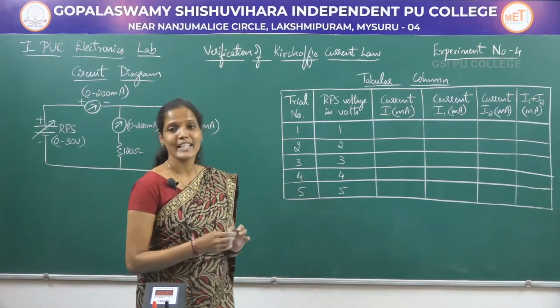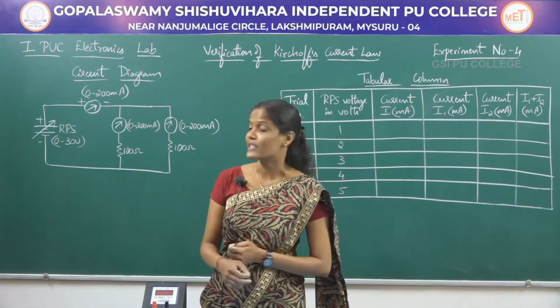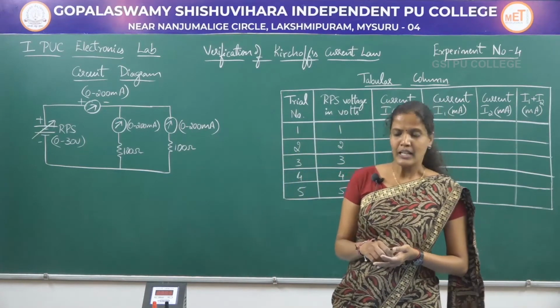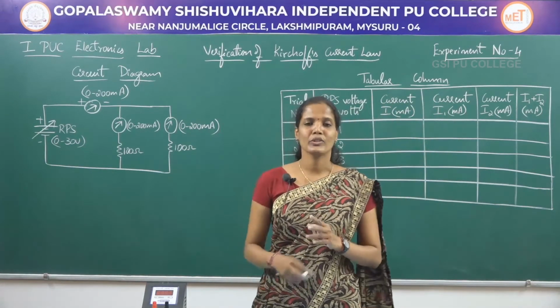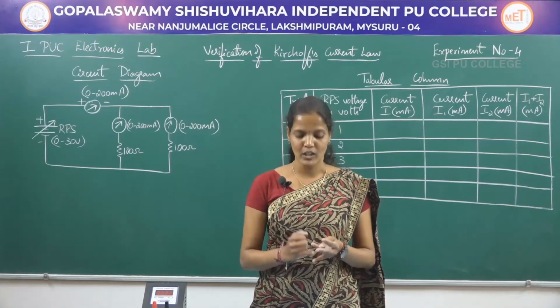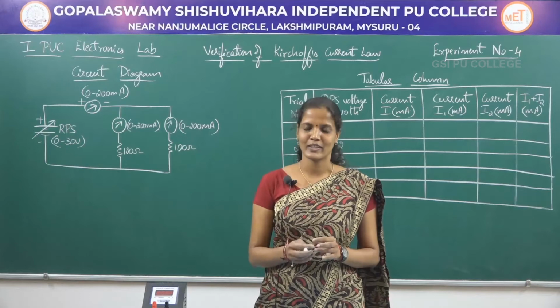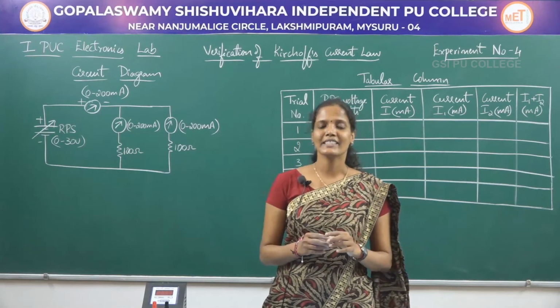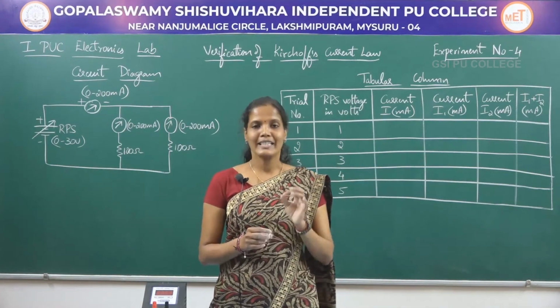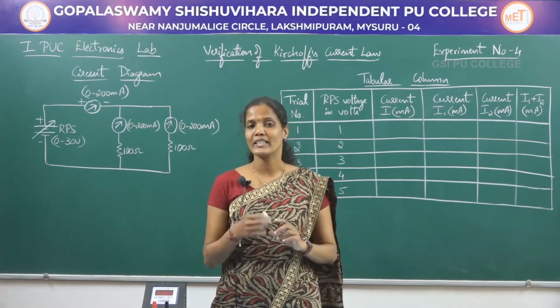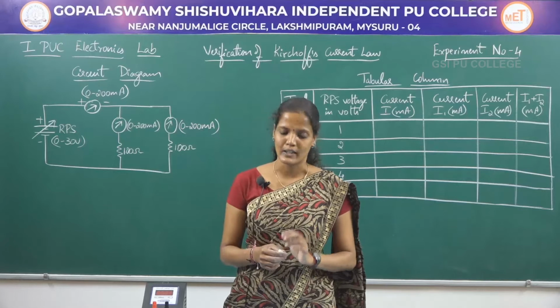Today is the fourth experiment of our first PUC electronics syllabus, that is verification of Kirchhoff's current law. According to Kirchhoff, there are two different laws. One is Kirchhoff's voltage law, which is called KVL, and the other one is Kirchhoff's current law, which is denoted by KCL. In the last experiment, we conducted KVL, that is the Kirchhoff's voltage law. So today we will be dealing with the next experiment, that is Kirchhoff's current law.